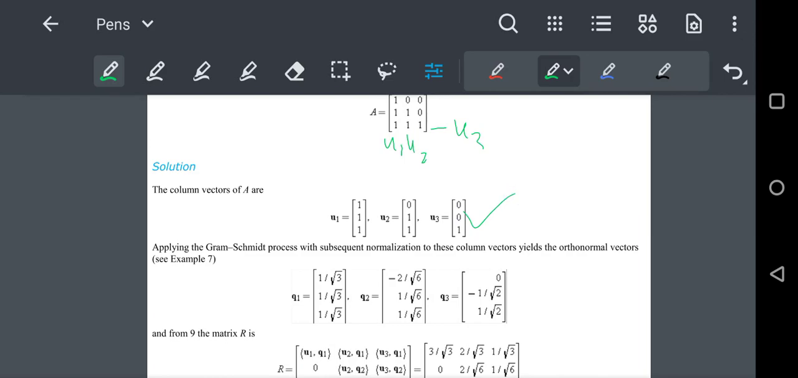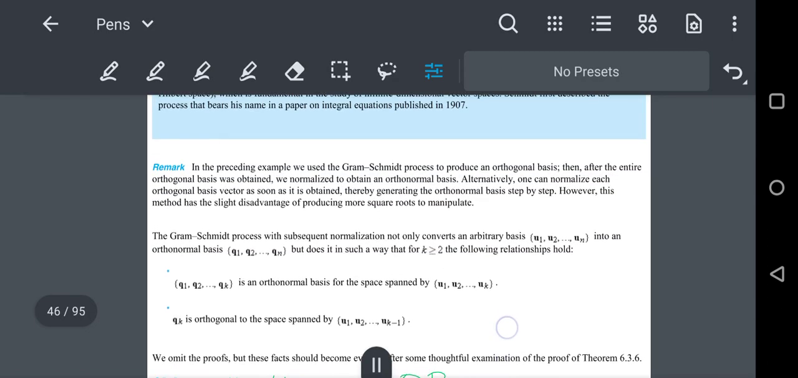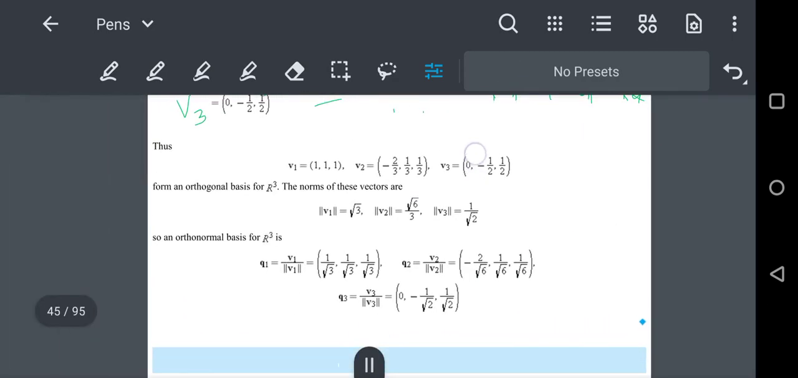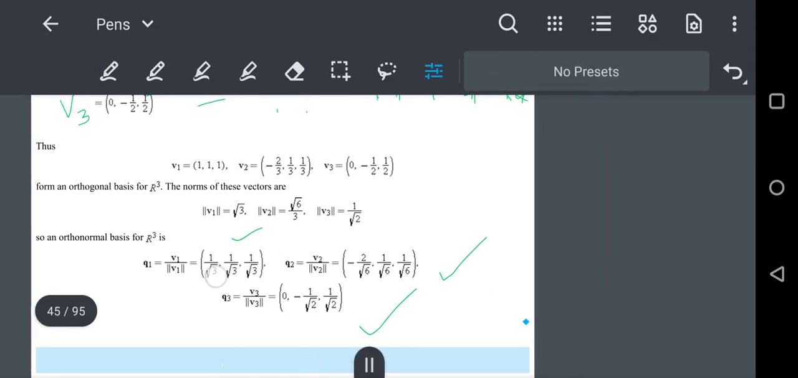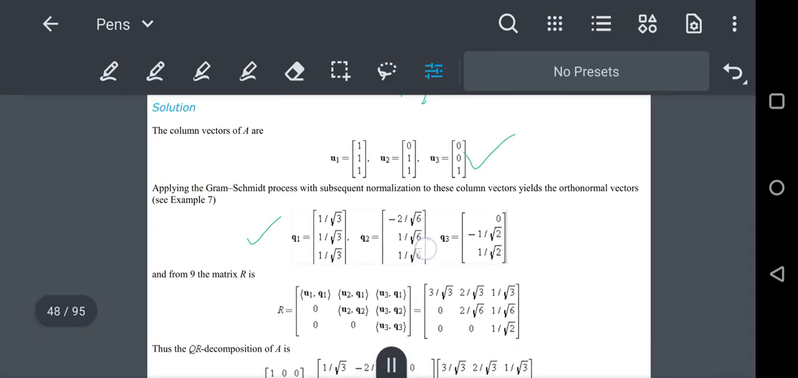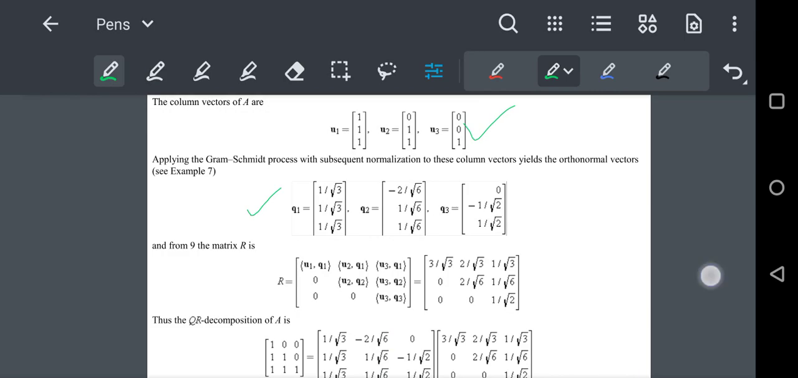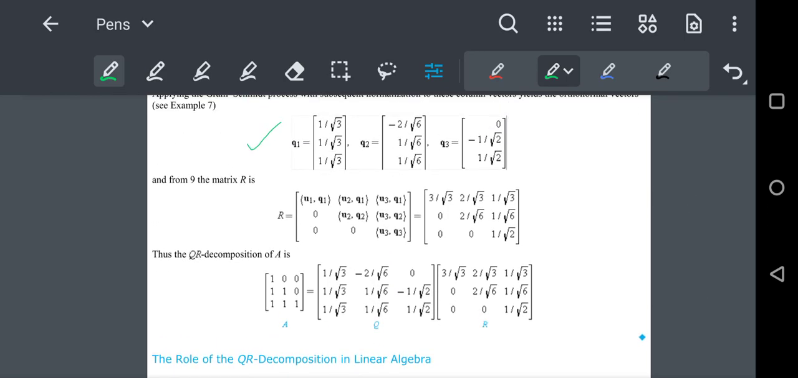We have applied the Gram-Schmidt orthogonalization process to convert u1, u2, u3 to an orthonormal basis, and that left us the value for q1 as 1 by root 3, 1 by root 3, 1 by root 3, q2 as this, and q3 as this. So we need to write these in each column to obtain the Q matrix. That is what we have written here. So this is your Q matrix.